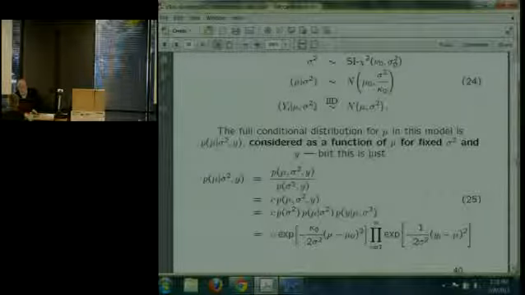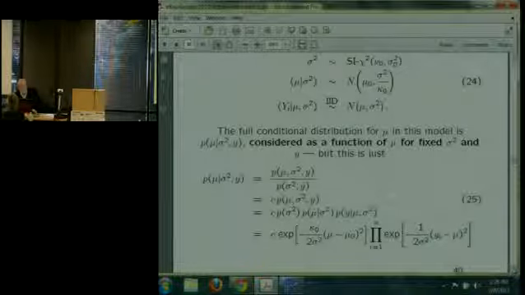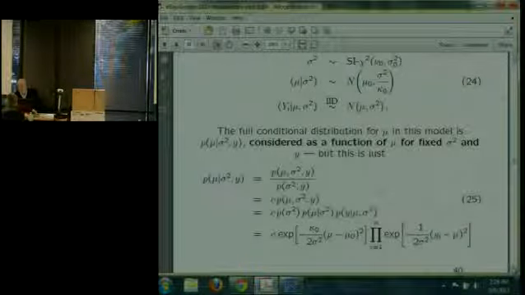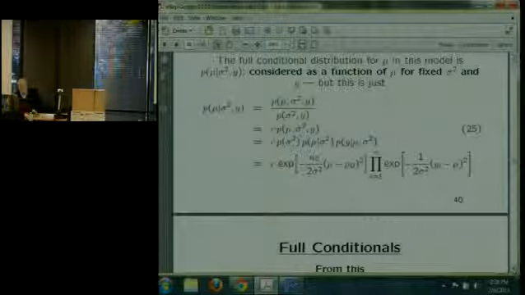Now, first of all, let's look at this a little bit more. This is supposed to be only a function of mu for fixed everything else. And the prior, p of sigma squared, is just a constant in mu, so it gets absorbed into the normalizing constant again. And the normal prior for mu is written down there, times the product of all those normal marginal distributions for the y's. And now I want to think of that as a function of mu for fixed y and sigma squared.